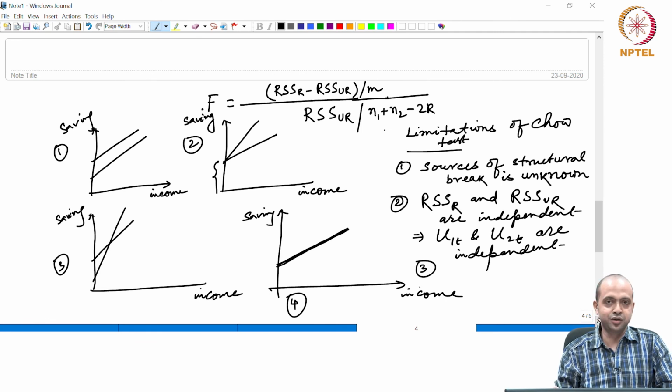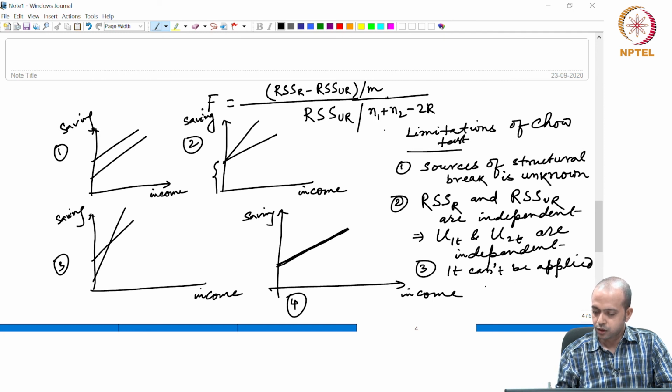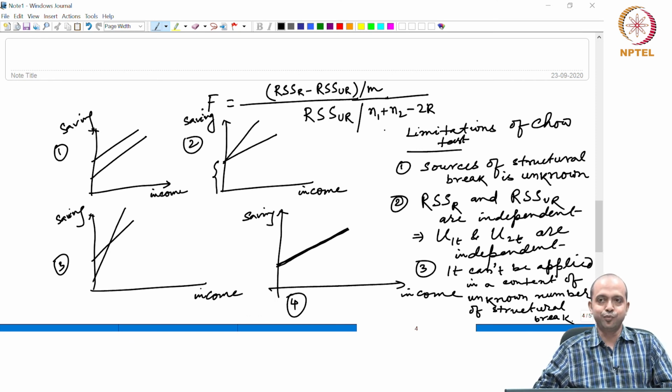So, the third limitation of the Chow test is that it cannot be applied in the context of an unknown number of structural breaks.